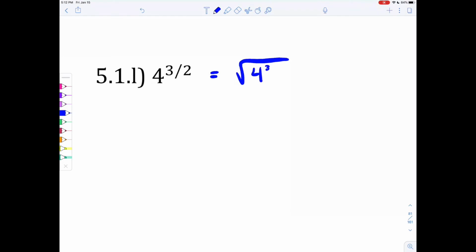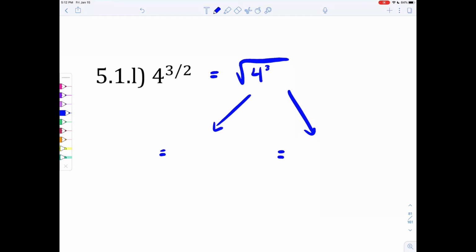Now, what I can do is a couple of things. I can either take care of that radical first, or I could take care of that exponent first. And typically, I do whatever is easiest for me when I look at it. I'm going to do both to give you some options, because you got options.